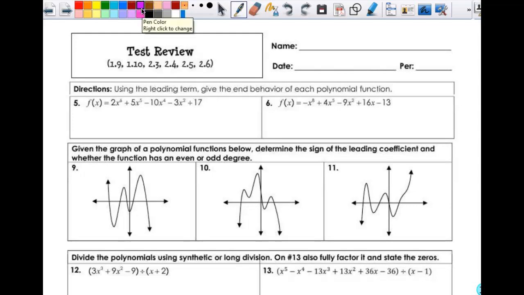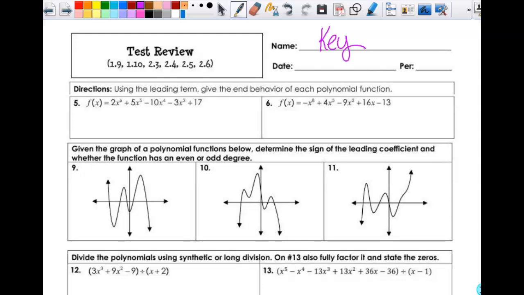Alrighty, here is the test review for you. On number 5, now remember the numbering on here is just crazy and it's just not worth my time to fix most of the time. So we're going to start with number 5. It says, using the leading term, give the end behavior of each polynomial function. Okay, all I want here is the arrows, up, up, down, down, down, up, whatever.